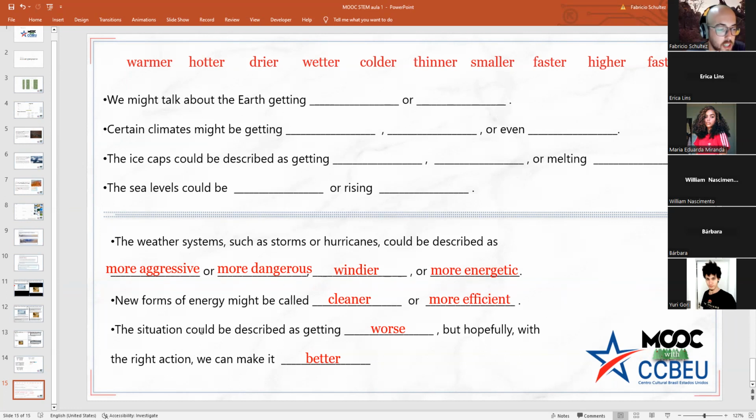And the last one, the situation could be described as getting worse. But hopefully, with the right action, we can make it better.